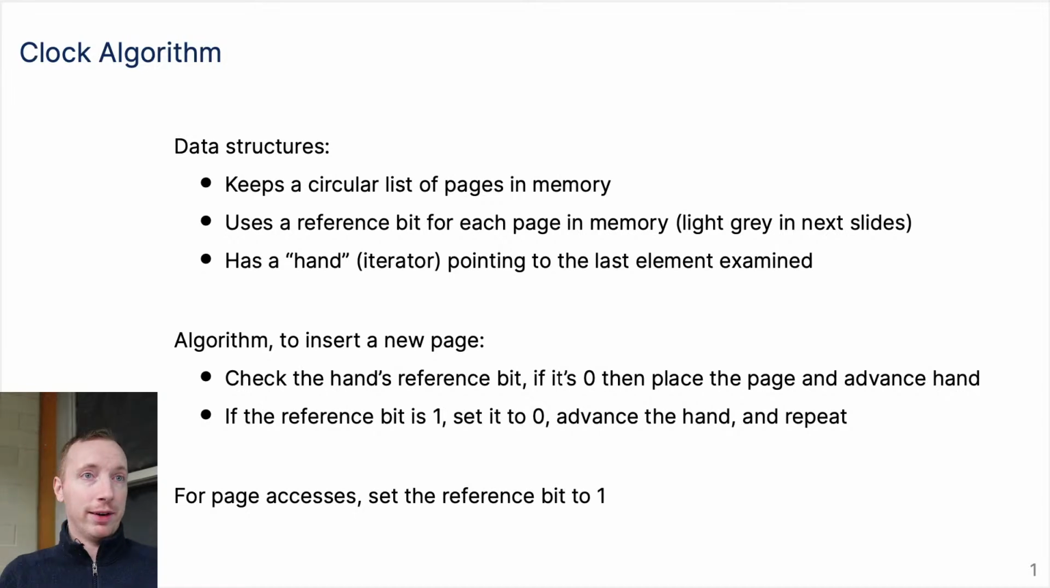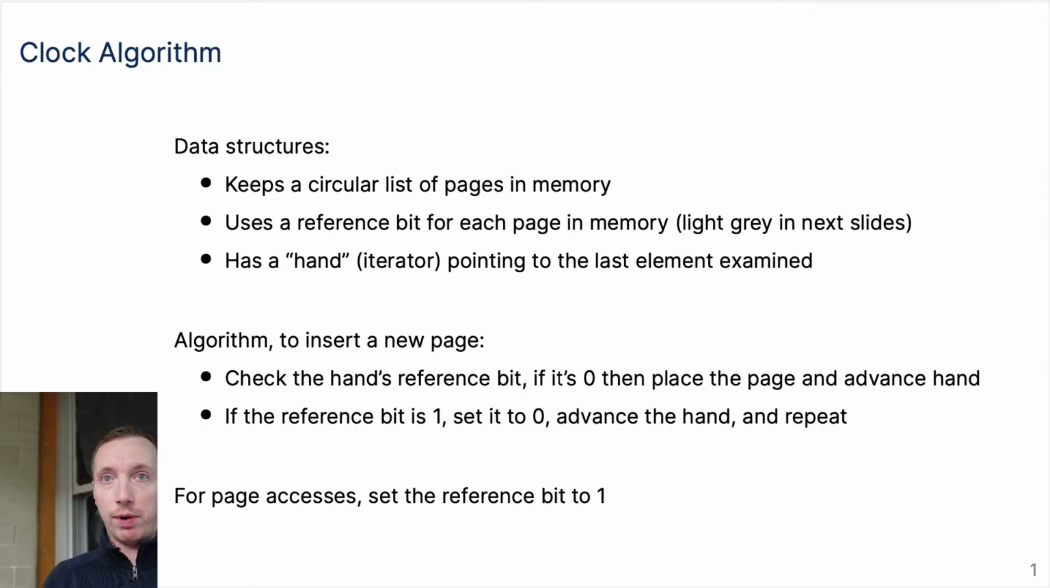So then the algorithm works like this. If I need to swap a new page into memory, then I check the hand's reference bit. If that page is currently a 0, then I delete it and I swap in that page. If it is not a 0, which means it's a 1, then I just change its reference bit from a 1 to a 0 and then advance the iterator one position. And then I just keep going on like this until eventually I find a place for it. So that's all it does.